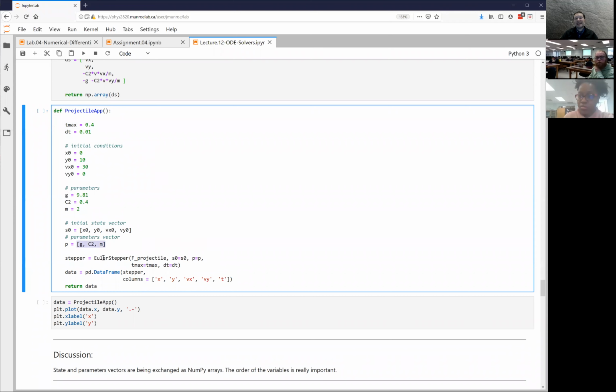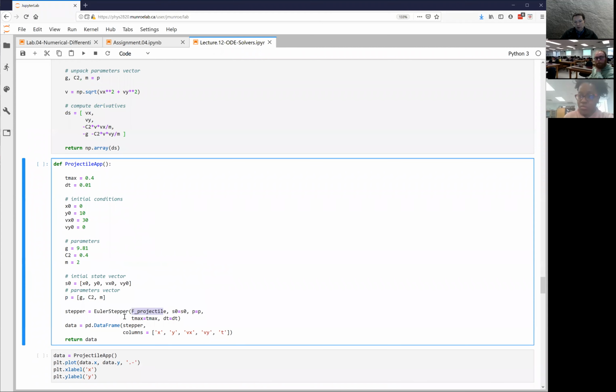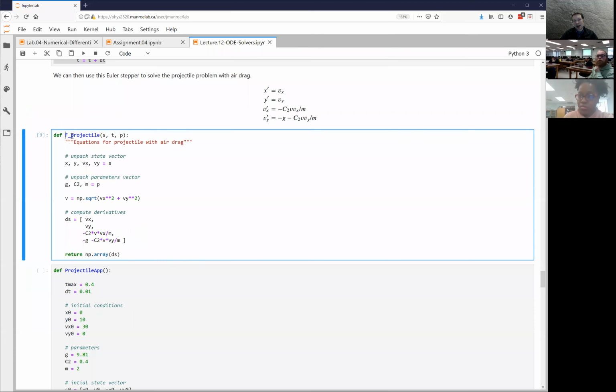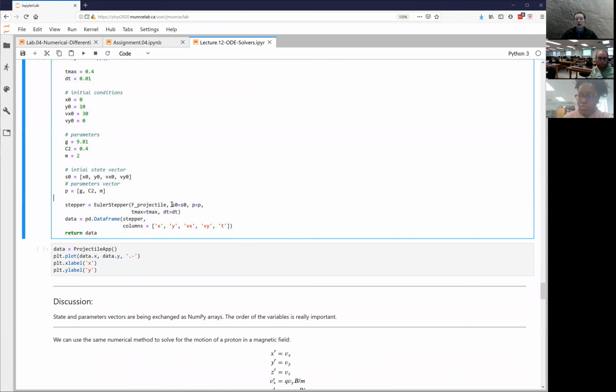And I'm going to pass in this stepper some function which I've defined. So f projectile, I've defined that up here. It's some function of s, t, and p. Include a state vector, include a parameters vector, include time and dt, and then I can create a data frame out of this. The only one subtlety here is because I'm just passing arrays back and forth and not dictionaries, it doesn't have any names for these things, just calling them the first variable, the second variable, the third variable.